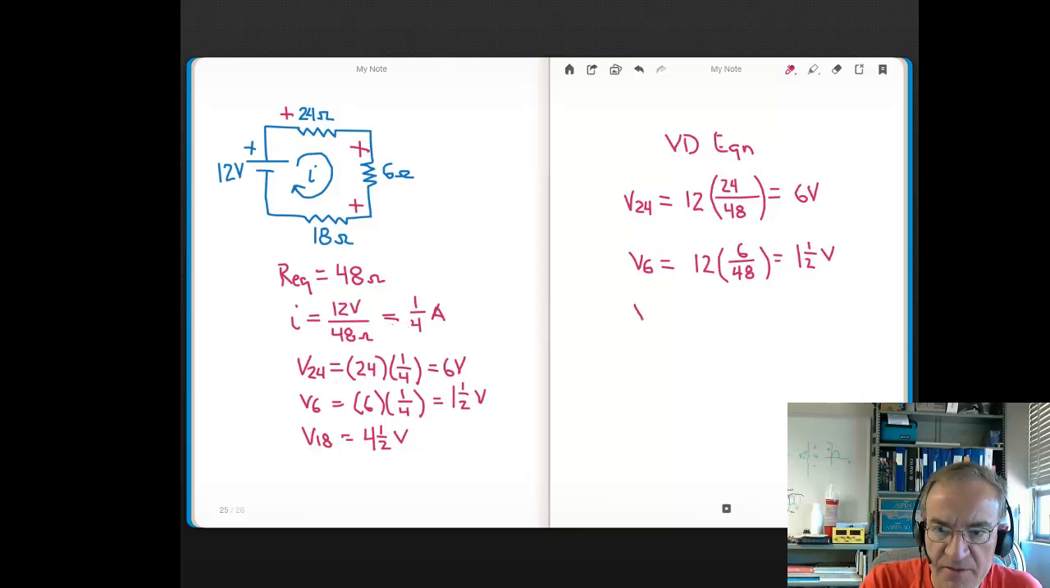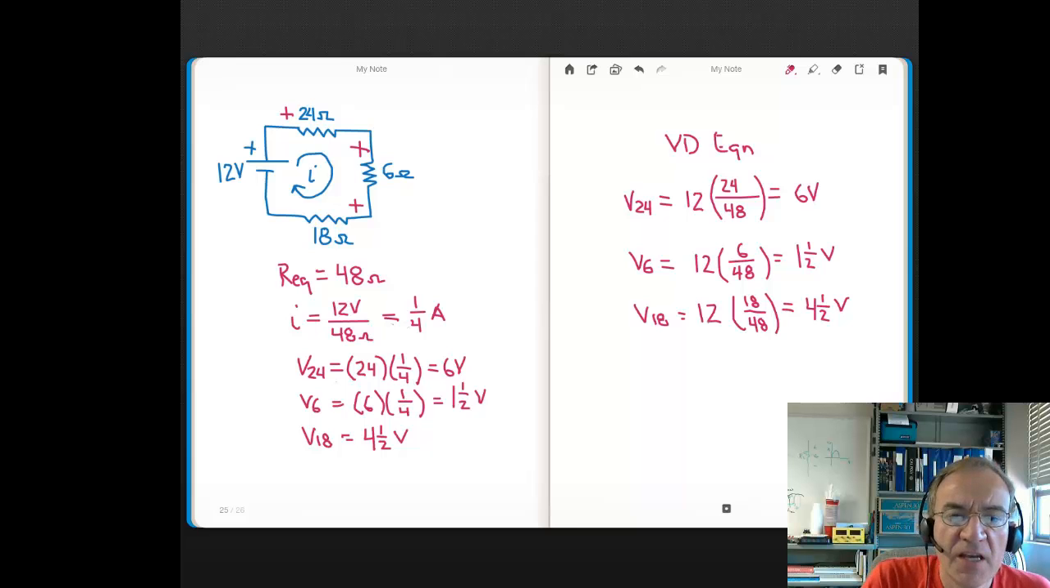And then voltage divider for the 18 ohm. Right, we got 12 times 18 over 48. So now you're going to get 18 divided by 4, which is 4.5. Okay, so either way gives you the same answer.